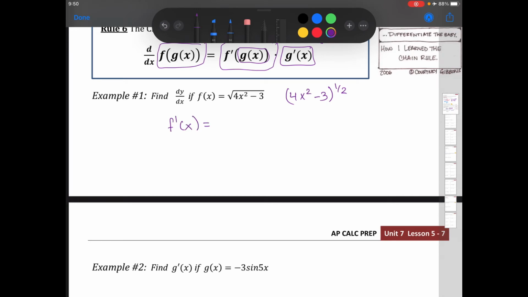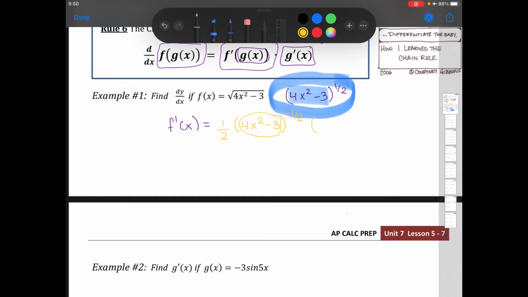What did we say? Take the derivative of the outside. So just don't even look at this part. Now, I wanted to use the highlighter. Don't look at this part. I'm going to take the derivative of this outside. So this is what? 1/2. And then leave the inside as it is. Minus 3. And what's 1/2 minus 1? Negative half. And now take the derivative of the inside.